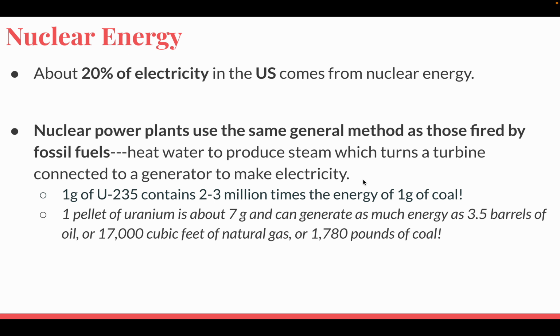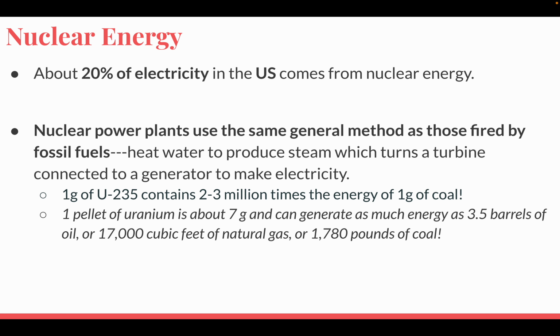Now, the nifty thing about nuclear fuel: 1 gram of uranium-235. If you ever see an element like this with a number, that's just its isotope. That's how many protons plus neutrons it has. So the bigger the number, the bigger the atom. 1 gram of uranium-235, which is a very common nuclear fuel, has 2 to 3 million times the energy of 1 gram of coal. So it's super, super energy dense.